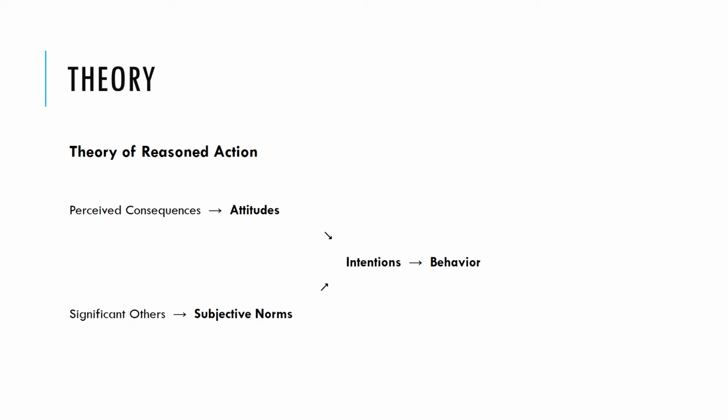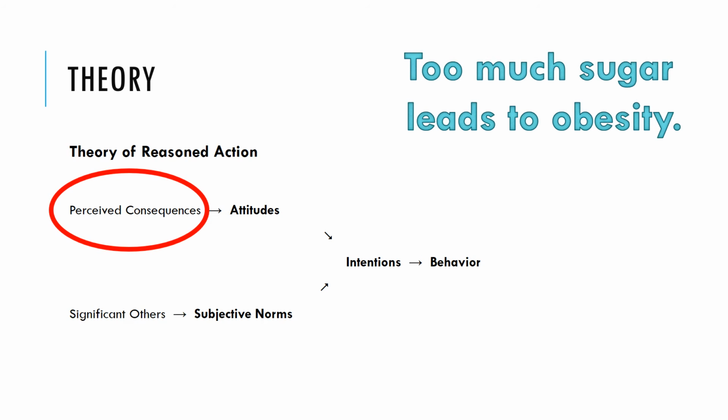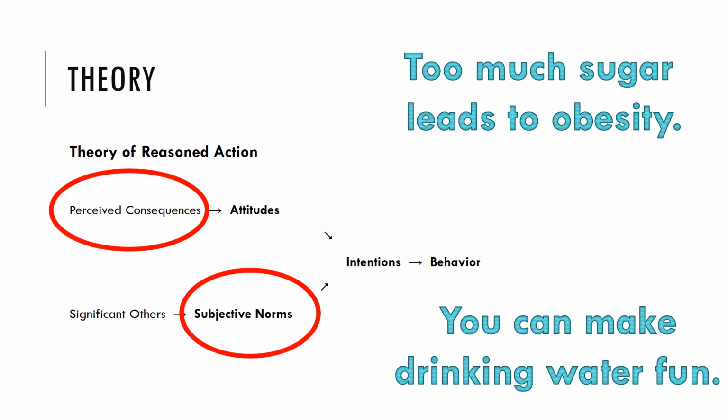In our health communication, we're basing it off theory of reasoned action, but we're specifically going to target perceived consequences. One of our taglines or messages, for example, is too much sugar leads to obesity. Again, I'm just making this up on the fly. I just want to show you more or less in a simplistic way what I'm looking for. Then you might say, the other part of this theory that we're really going to target is subjective norms.